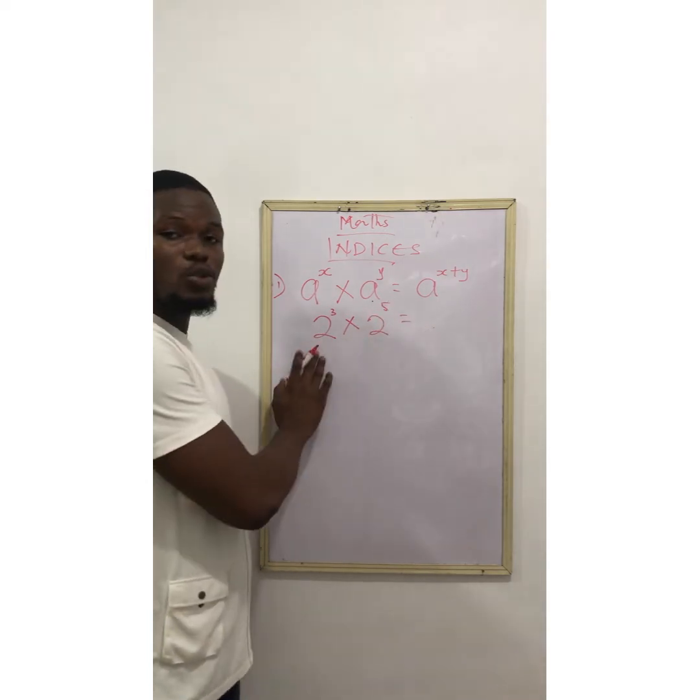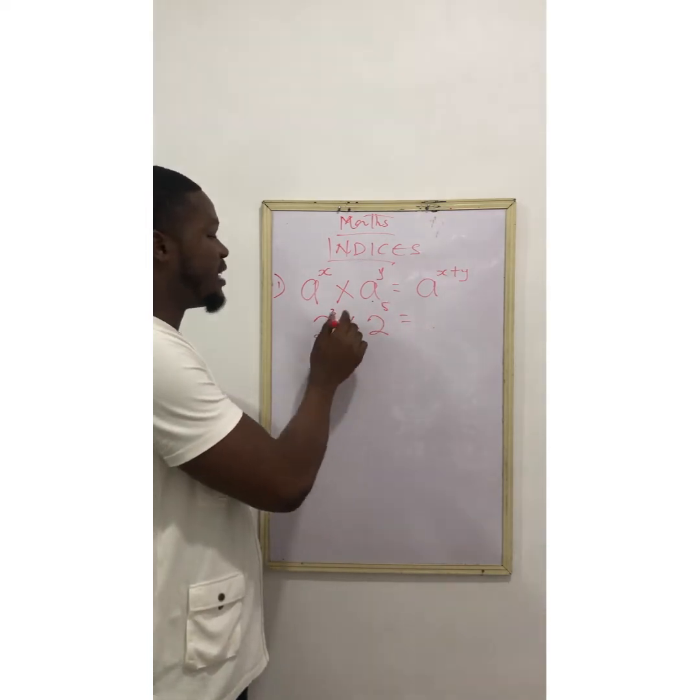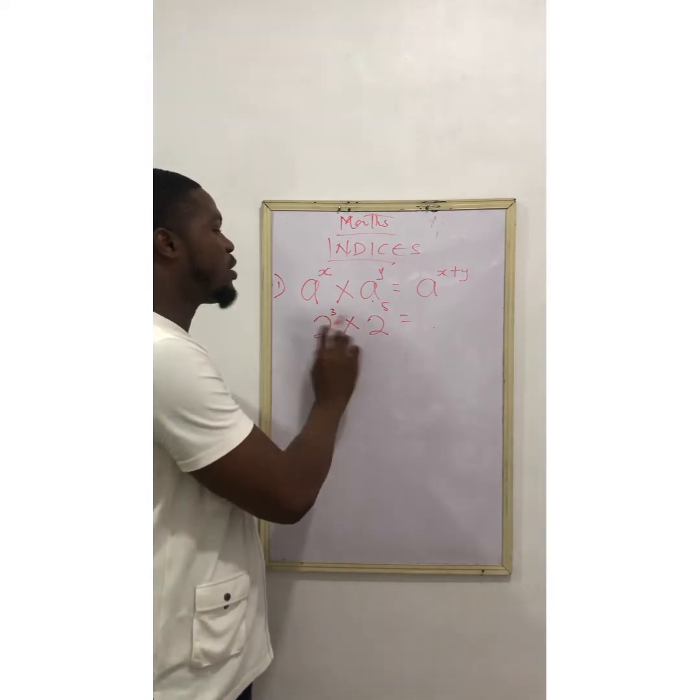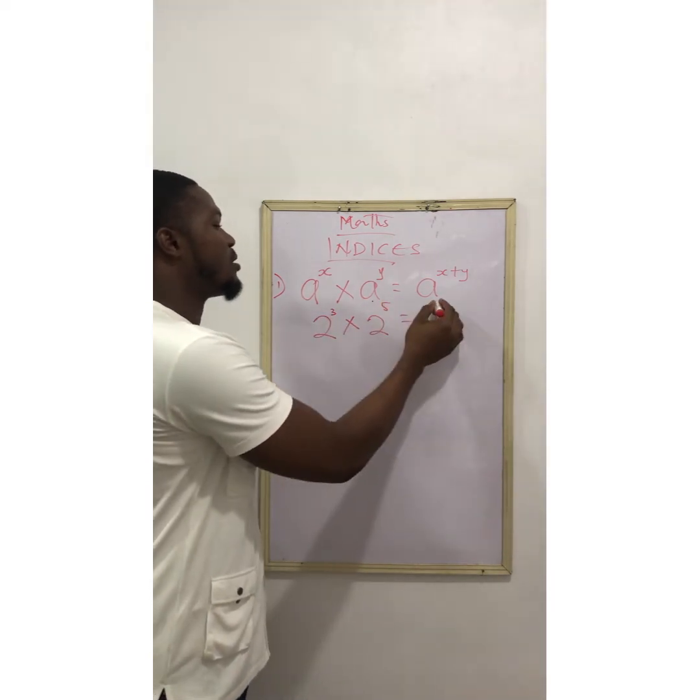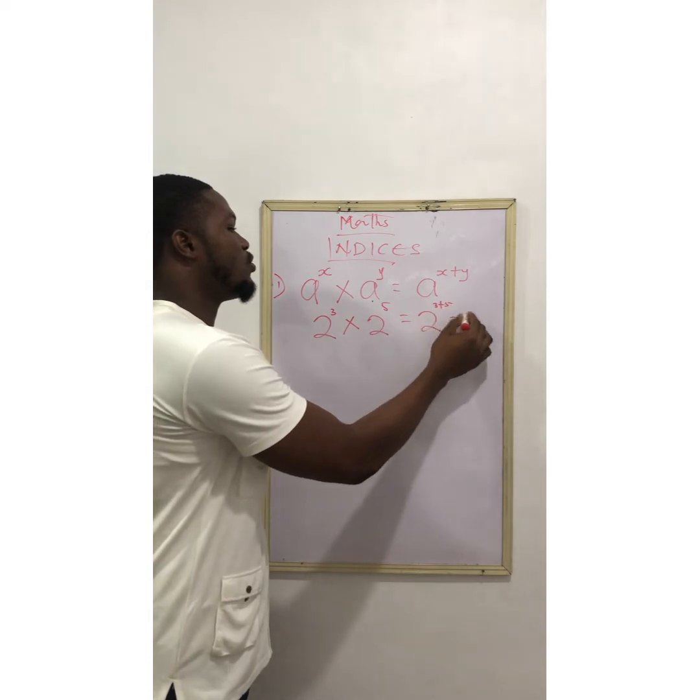You can see that they are both 2. The numbers are both 2, and there's a multiplication sign between them. Just pick one of the numbers, 2, then add their powers, 3 plus 5, and that will give you 2 raised to the power 8.